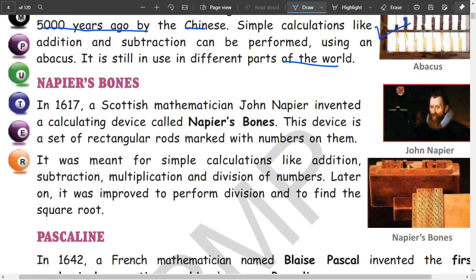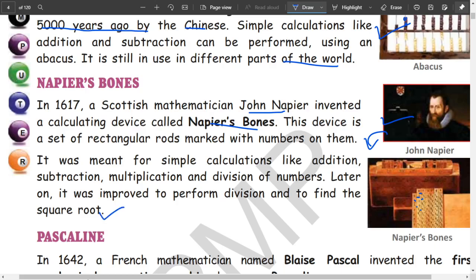Then Napier's bone. In 1617, a Scottish mathematician named John Napier invented a calculating device, Napier's bone. So this is John Napier, as you can see, and he invented this device. What does it do? This device is a set of rectangular rods marked with a number on them. It was meant for simple calculations like addition, subtraction, multiplication and division of numbers. Later on it was improved and performed division and to find the square root also.